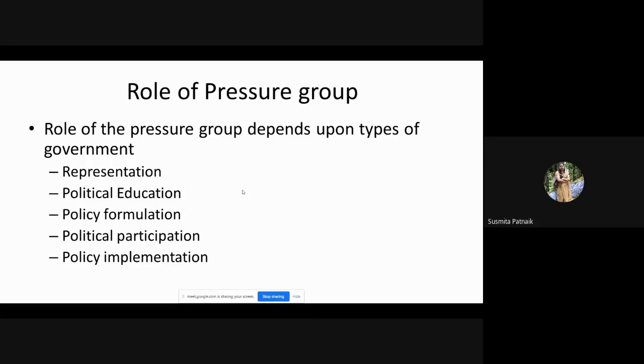The next point is political education. What do you mean by political education? The pressure groups educate the masses by giving awareness about public policies. They give awareness to the masses, and they give information about public policy to the masses. So this is called political education.